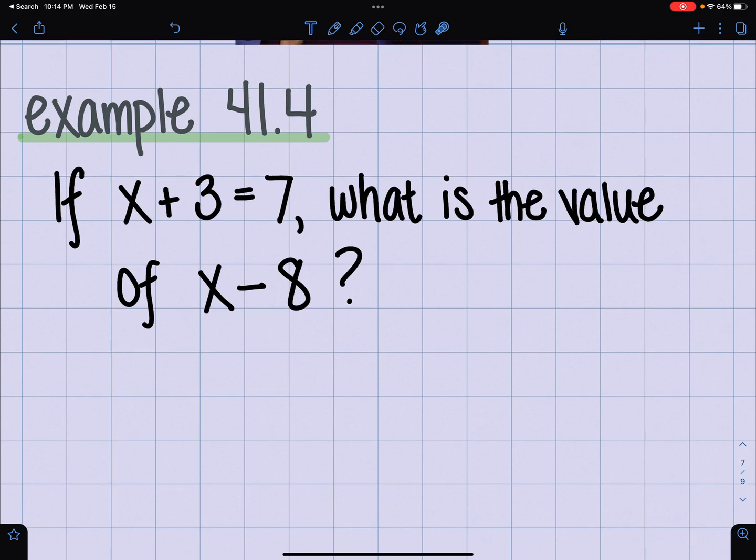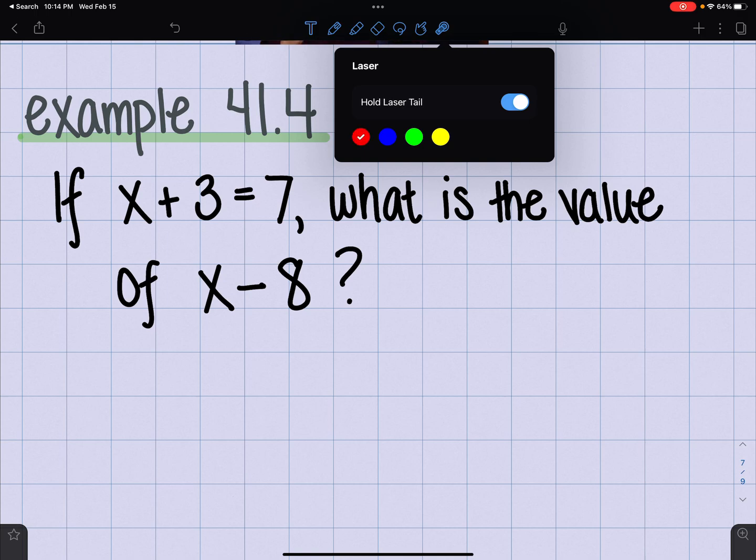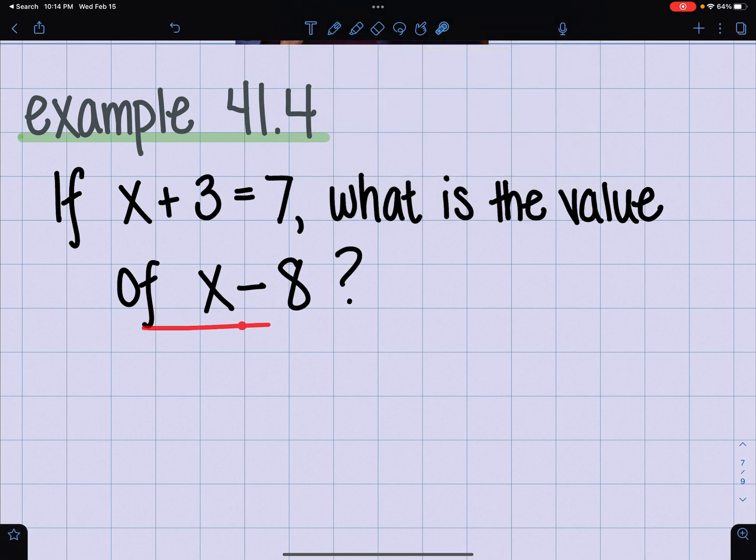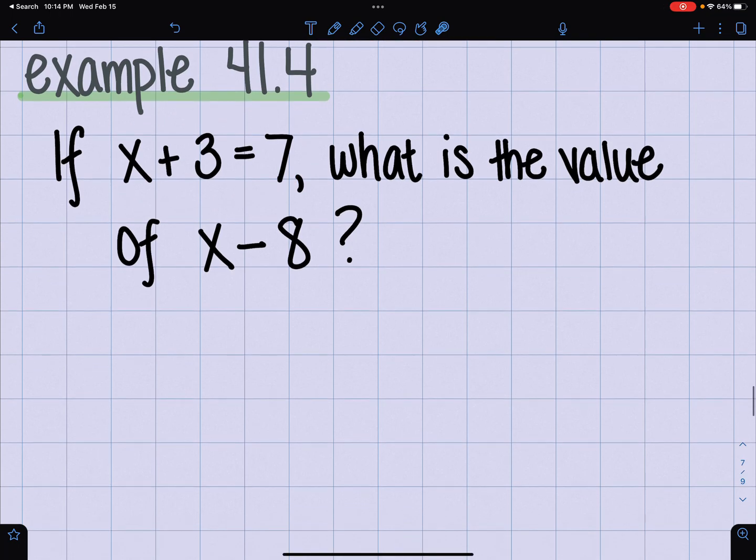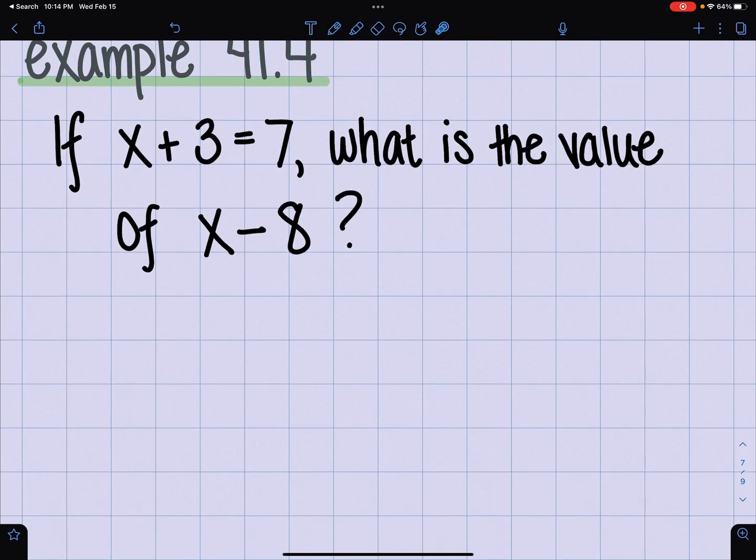So let's just start with an example. And the problem is this. This is what they say. If x plus 3 is equal to 7, what is the value of x minus 8? Now, if they just asked us what's x minus 8, we wouldn't know the answer. But they give us this information, so we can solve and figure out what x is by solving the first equation.